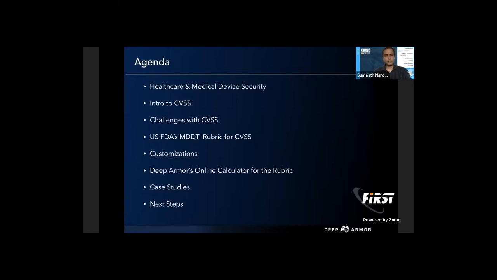We talk about customizations, what goes into the rubric, and we also talk about how to use an online calculator. To the best of our knowledge, this is the only online calculator available at this point for this rubric for medical devices. And of course, we don't want to just make it all theory. We have at least one case study, depending on the time, maybe two, but it's quite likely that it's going to be one case study where we compare scoring a security vulnerability with the rubric and with the CVSS and how things can change. And finally, we wrap it up talking about the next steps, some of the gaps and future work for this product.